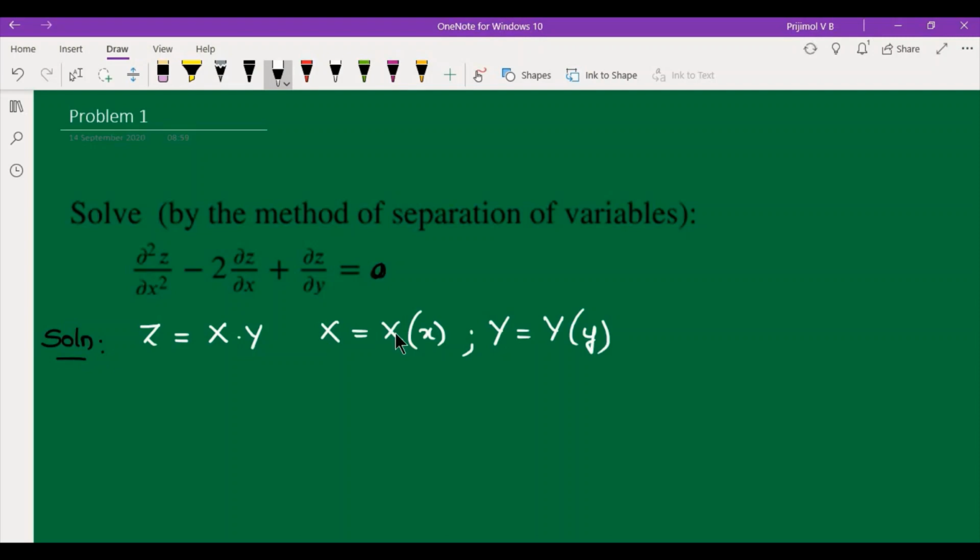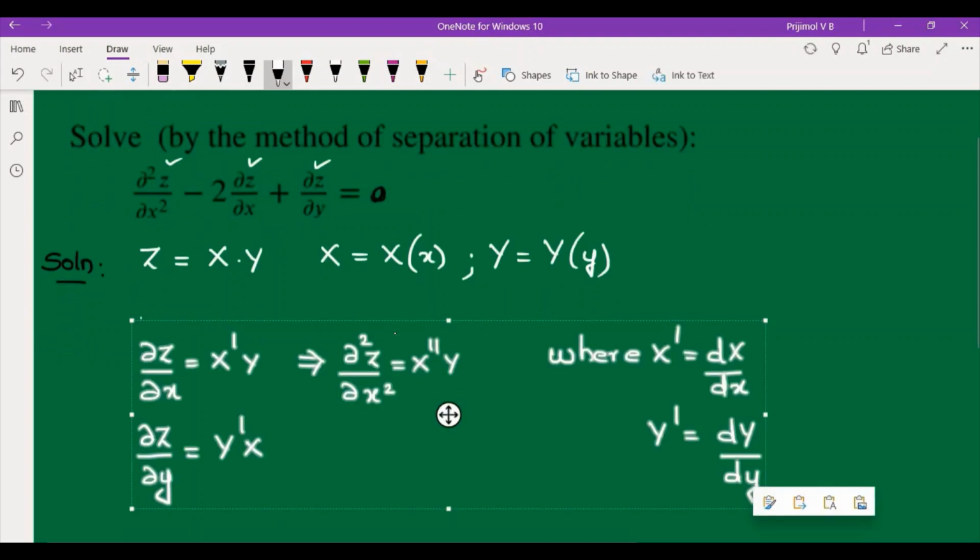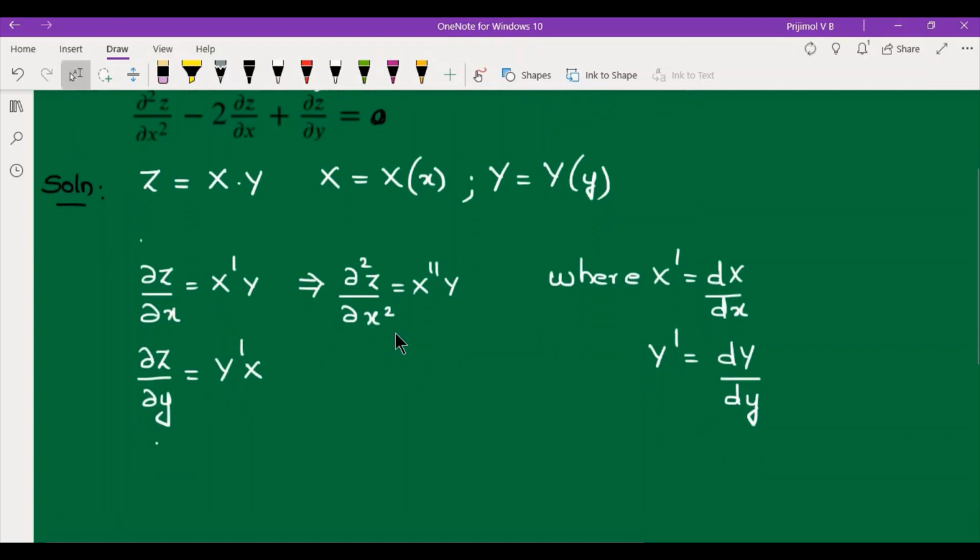Okay. Now in our differential equation we need dou z by dou x, dou z by dou y and dou square z by dou x square. These are the derivatives we have to find out. Dou z by dou x: Y is constant, so we write X dash Y. Differentiate again, we get X double dash Y, and dou z by dou y: X is constant, so we get X into Y dash, where X dash is dX by dx and Y dash is dY by dy.